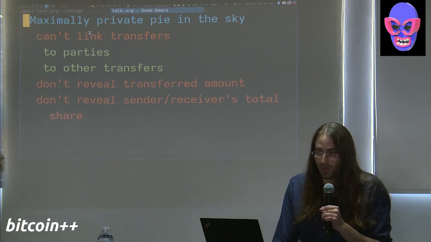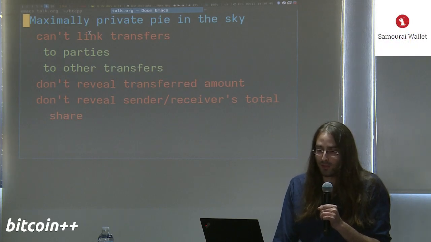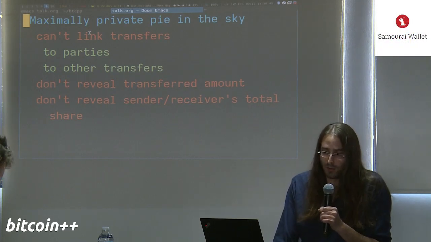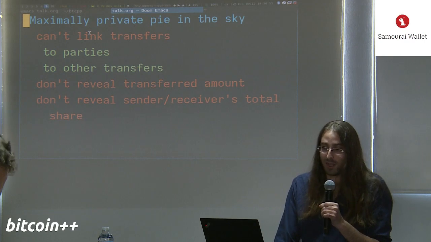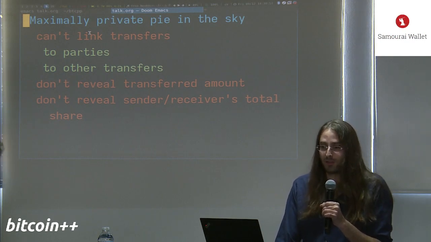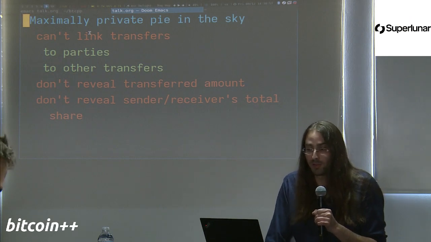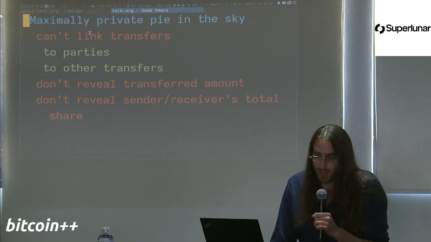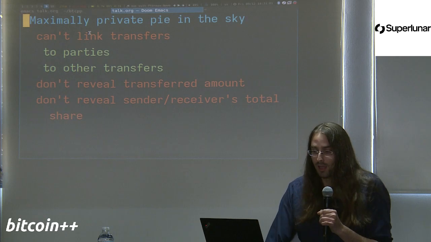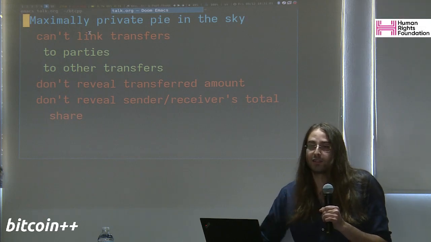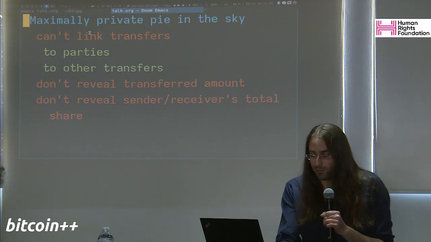Neither Alice nor Bob learns anything other than the balance change, so Alice only learns that Bob's balance has increased by the transferred amount, and Bob only learns that Alice's balance has decreased by the corresponding amount. Neither knows the remaining amounts that they control. In that kind of system, we would have perfect privacy.